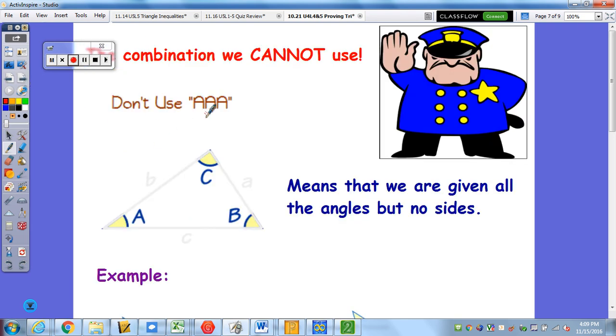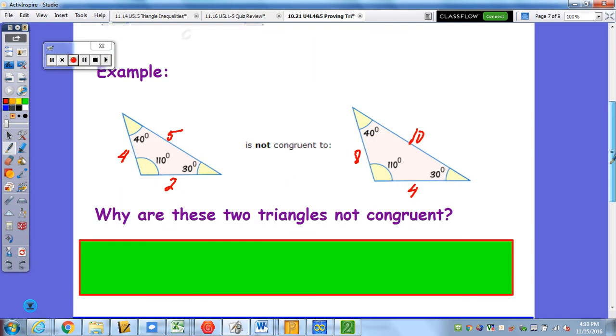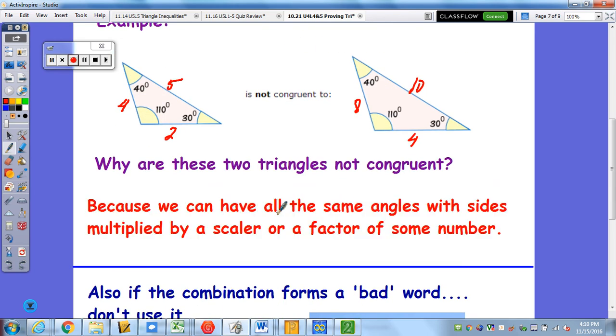We've seen before that we cannot use angle, angle, angle. Just because all of my angles are congruent to each other does not mean that the triangles are congruent. I can have this triangle be 2, 4, and 5, and this one over here could be 4, 8, and 10. They could still maintain the same angles, but have very, very different sides. So therefore, they would not be congruent to each other.